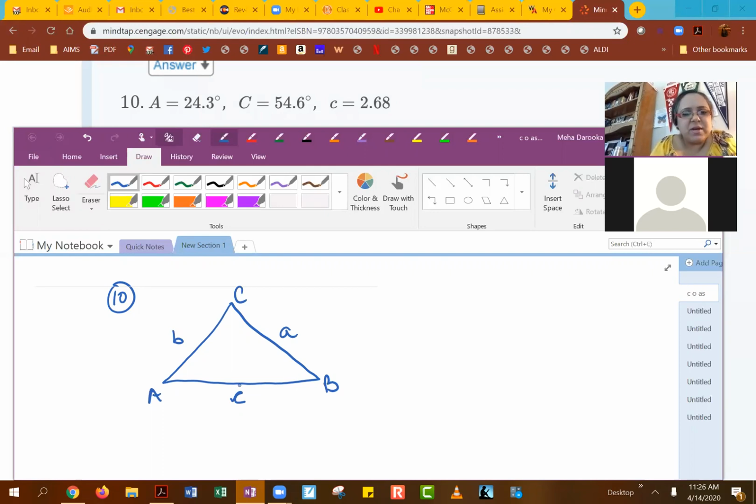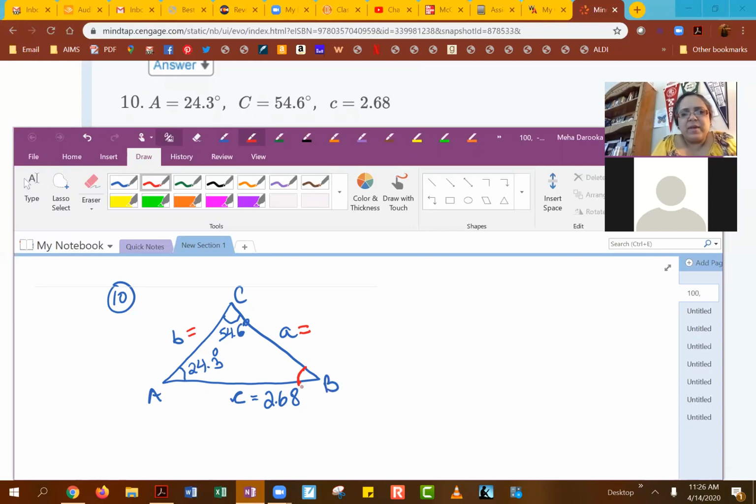So when they're giving you capital A is 24.3 degrees, that's this angle right here. C is 54.6 degrees. And then side C is 2.68 units. So of course the idea is then we need to find angle B and we need to find what the measurement of sides A and B is going to be.